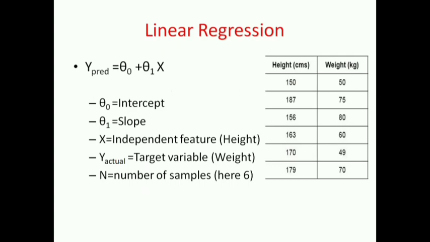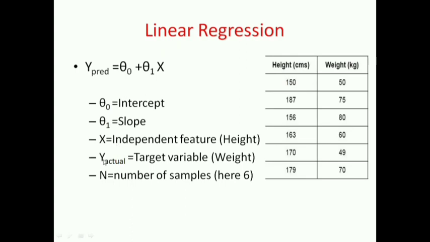Before going deeper into linear regression, let us define some important terminologies. Take this data set that we are using, height and weight. How do you represent a linear regression? You represent it using the equation of a line. So y is equal to theta naught plus theta 1 into x is the equation of the line that we are using. Here, theta naught represents the intercept, theta 1 represents the slope, and x is the independent feature or independent variable. Here, this x is represented by the height.